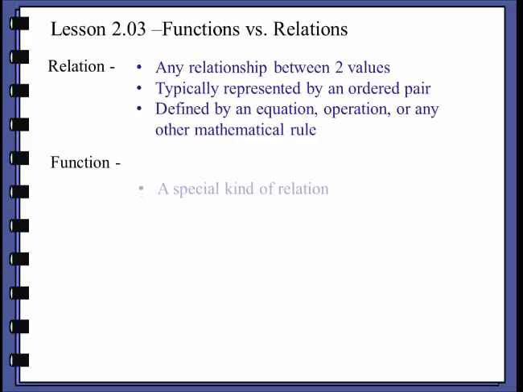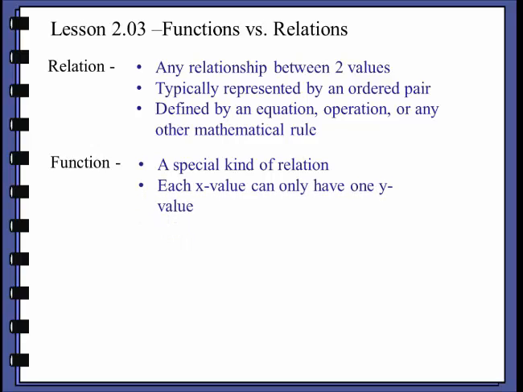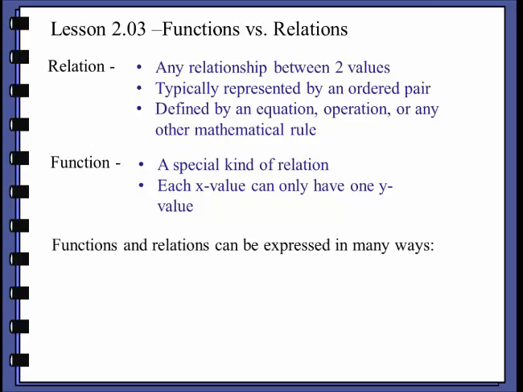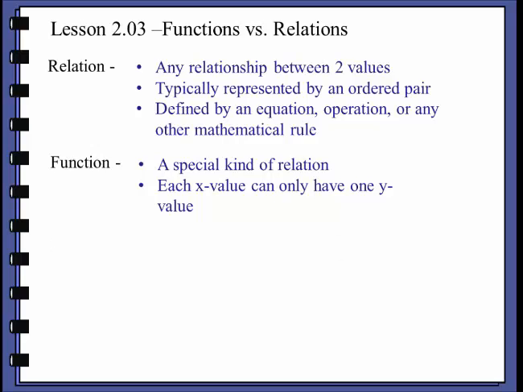A function is a special kind of relation. Each x value can only have one y value. So if you think about relationships, you've got your family members, your friends, colleagues, co-workers, other students, random people on the street. The function would be a special kind of relation. So each x value can only have one y value.